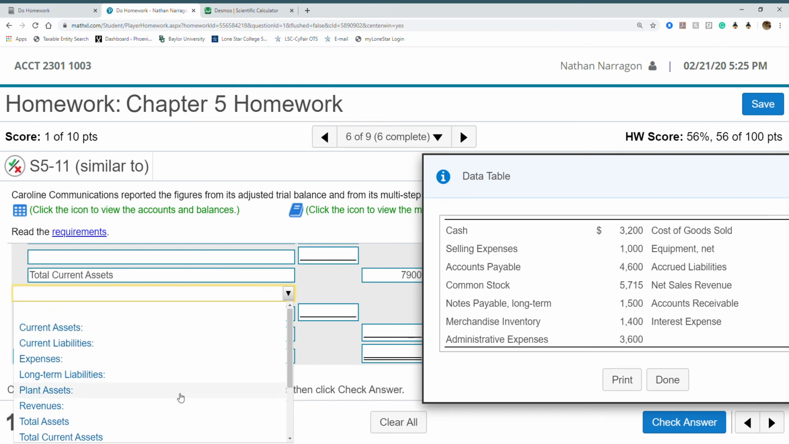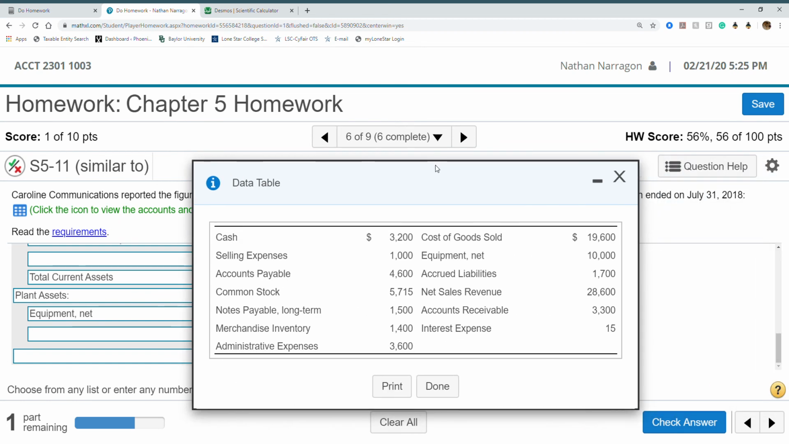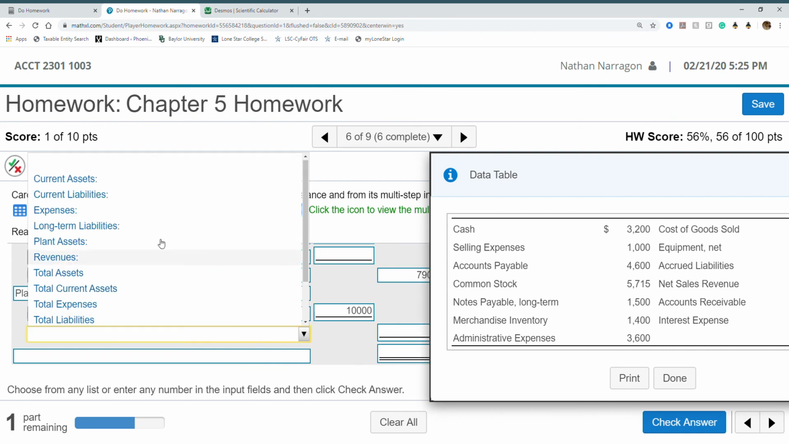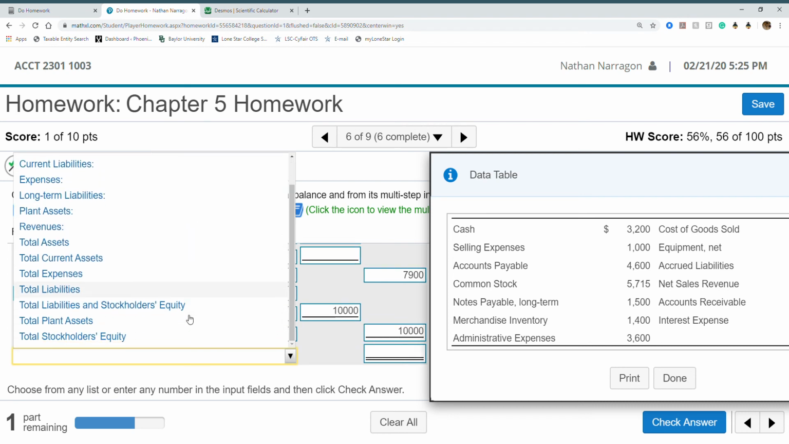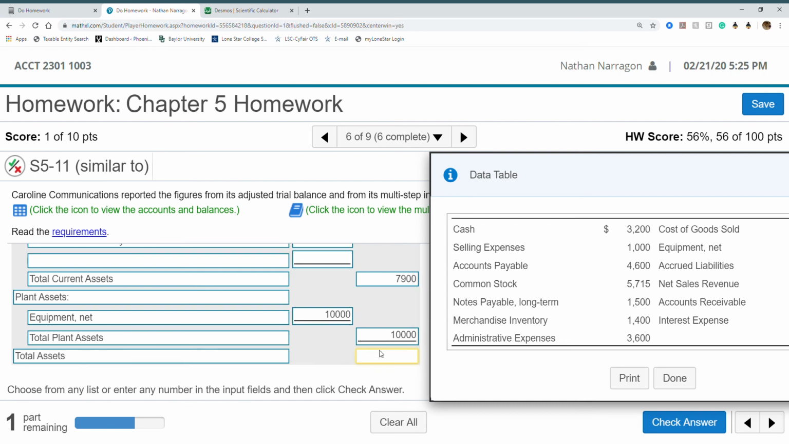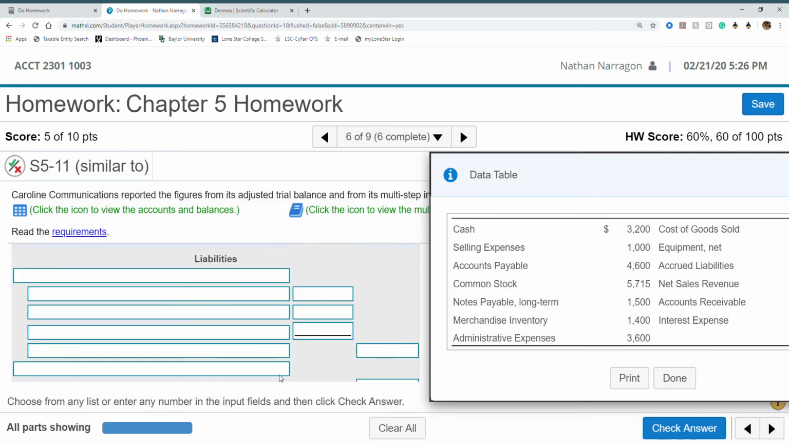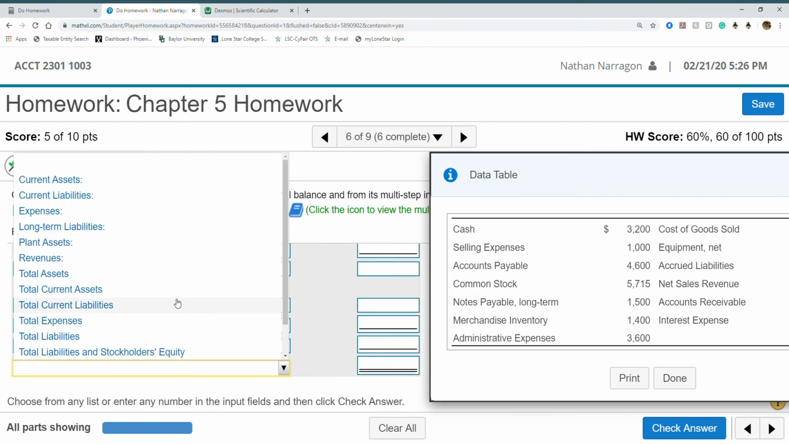Next is our plant assets, which happens to be just the equipment, and it's already netted out. So basically that just means that they've already taken out accumulated depreciation. 10,000. And then of course total plant assets of 10,000 should equal our total assets. There it is. Of 17,900. And we're good there. Not much right there. Just remember, current assets is always by liquidity. So usually cash, accounts receivable, then our inventory. So just like that. And now we know, since this is correct, this has to be our total liabilities and stockholders' equity.